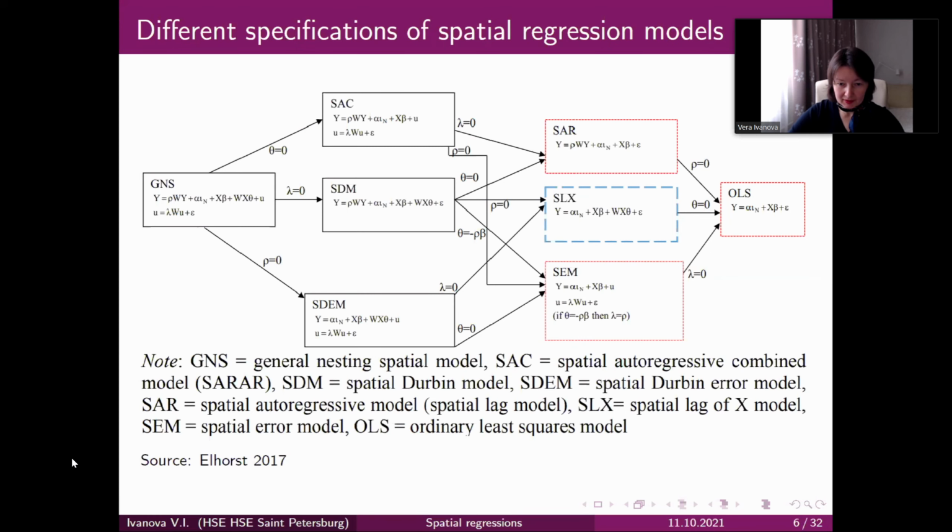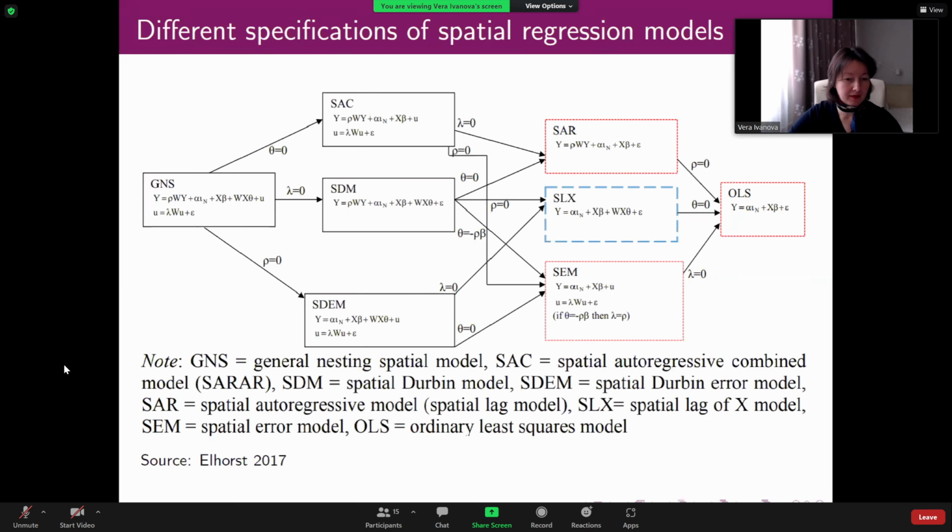Let's consider different motivations for spatial models. In which cases, which model is the best? Which model explains the story behind the regression?